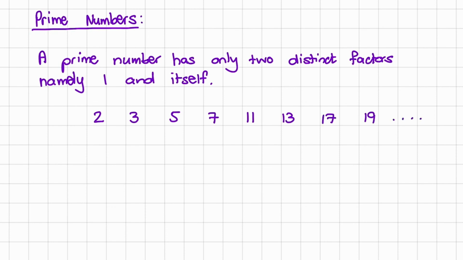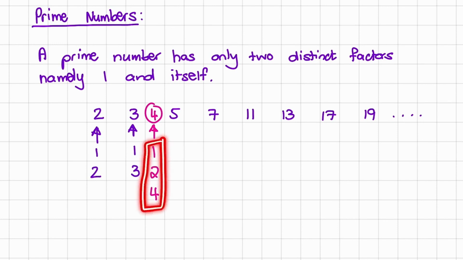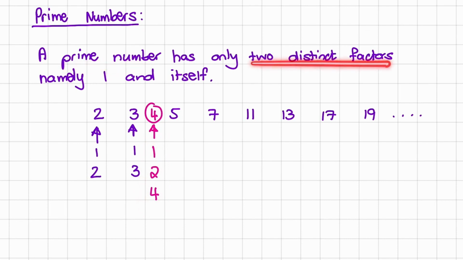So look at the factors of 2. All of the numbers that can go into 2 without a remainder is 1 and 2. And in 3, it is 1 and 3. And notice we skipped the number 4 because the numbers that can go into 4 is 1, 2, and 4 itself. So 4 has 3 factors, but a prime number only has 2 distinct factors.